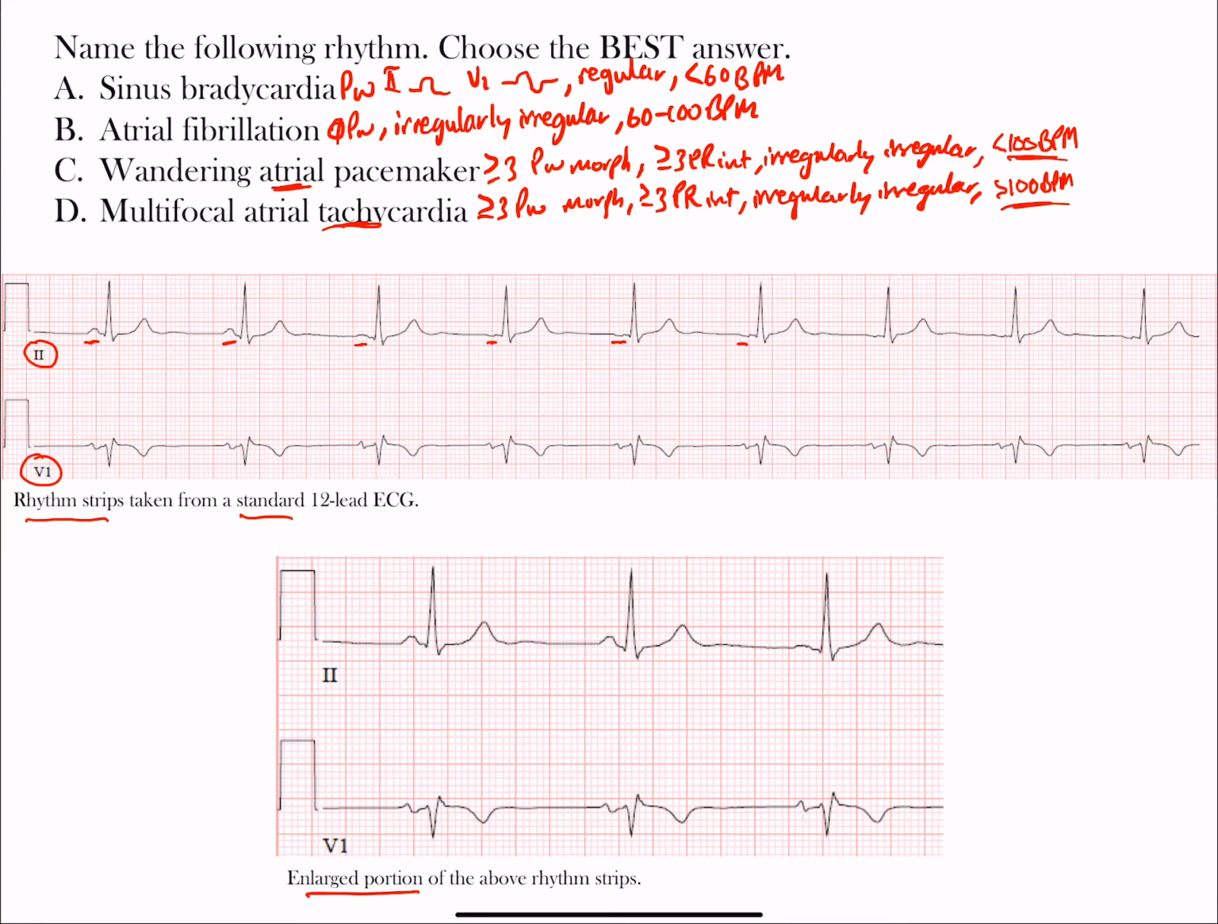What are all these things that I am highlighting? These are all P waves, okay? We'll do the same thing in V1. These are all different P waves that we're showing that you see down here. So, 3 or more P waves. Because we see P waves, we can automatically tell you that B is incorrect.